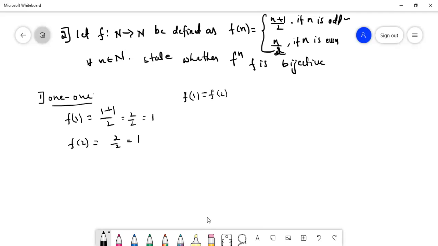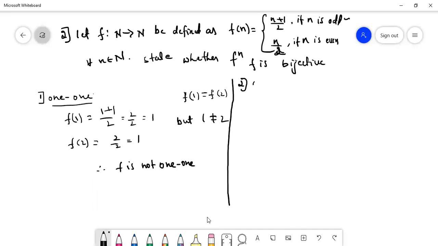Then f of 1 is equal to f of 2, but 1 is not equal to 2. Therefore, what conclusion can we give? f is not one-one. Let me check the onto.